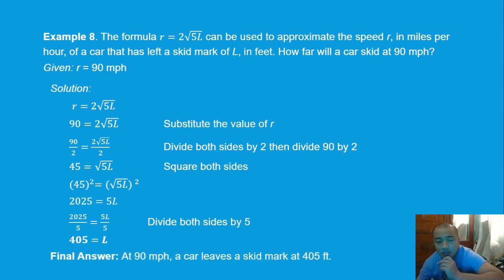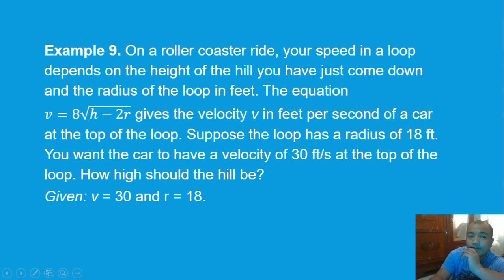400 miles. So at 90 miles per hour, the car leaves a skid mark of 405 feet. Okay, we're trying to solve for feet, that's what we're looking for. So 405 feet is the answer for example number 8. Okay, next, number 9.